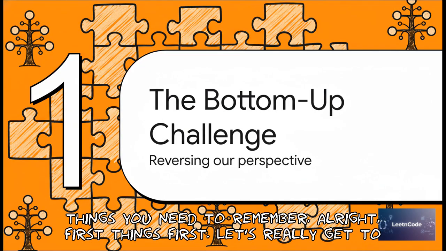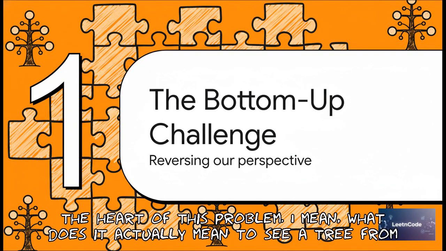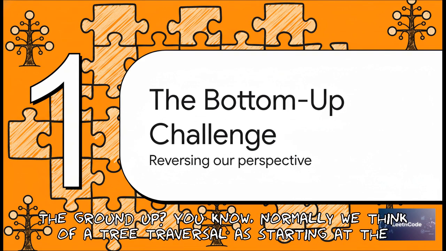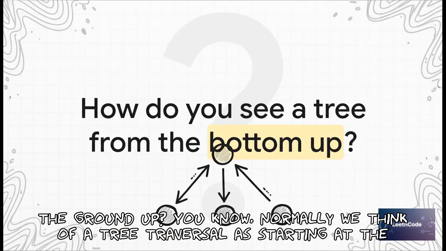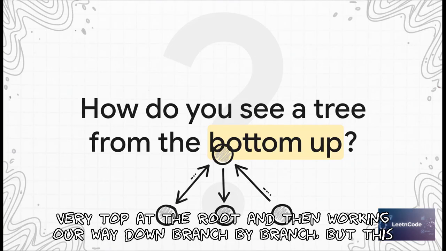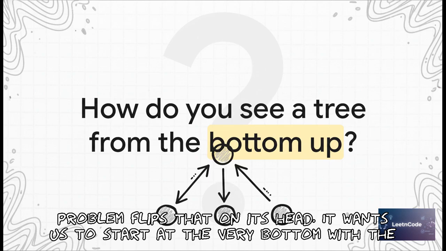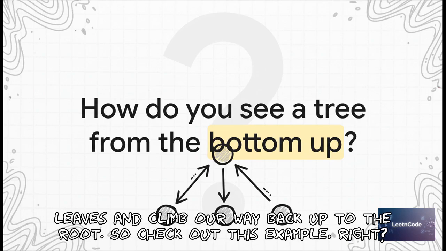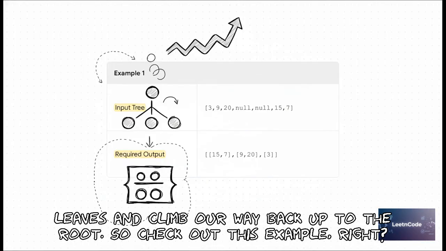All right, first things first. Let's really get to the heart of this problem. What does it actually mean to see a tree from the ground up? Normally we think of a tree traversal as starting at the very top, at the root, and then working our way down branch by branch. But this problem flips that on its head. It wants us to start at the very bottom, with the leaves, and climb our way back up to the root. So check out this example, right?